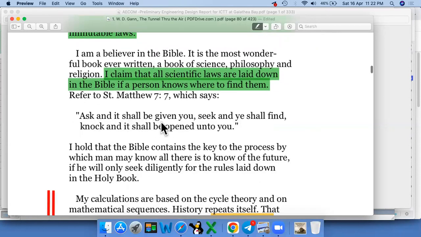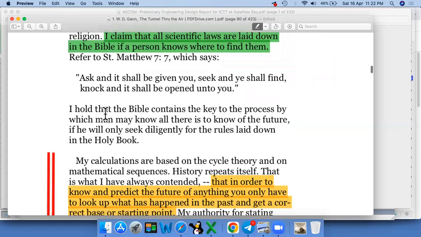Ask, and it shall be given you. Seek, and ye shall find. Knock, and it shall be opened unto you. I hold that the Bible contains the key to the process by which man may know all there is to know of the future, if we will only seek diligently for the rules laid down in the Holy Book.